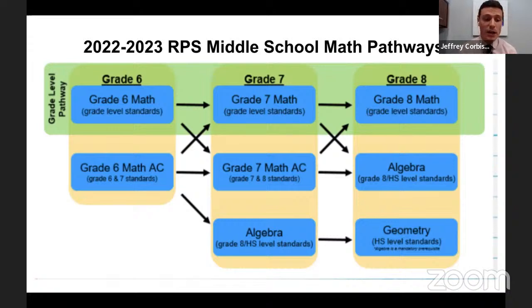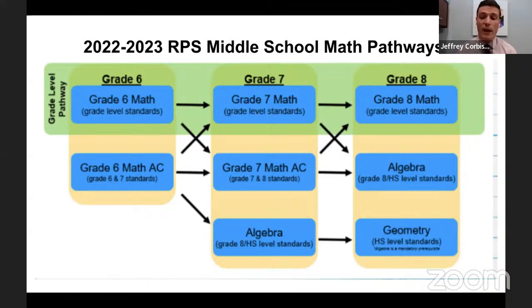Finally, in grade 8, we have our Math 8, which again is our grade level standards. We have our algebra course. This is equivalent to our high school Algebra 1 course. This course also does cover additional 8th grade standards. And finally, we have our geometry course. And this is equivalent to our geometry honors course that we offer at the high school level.